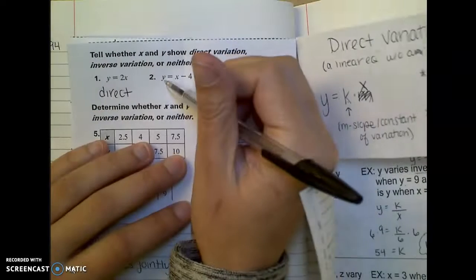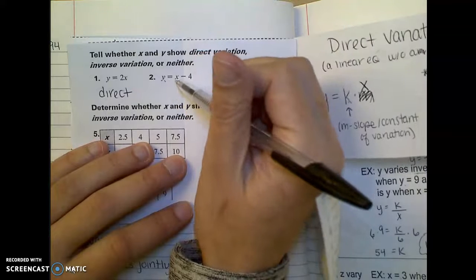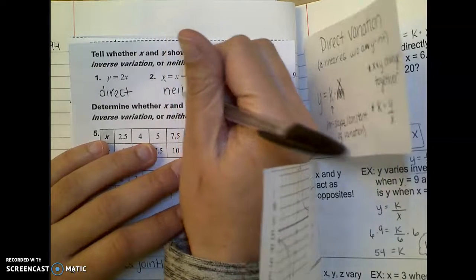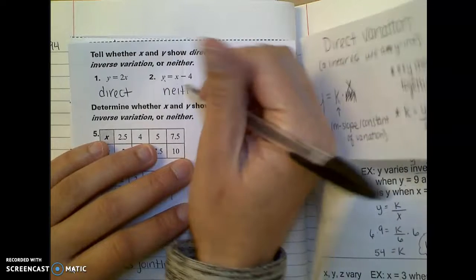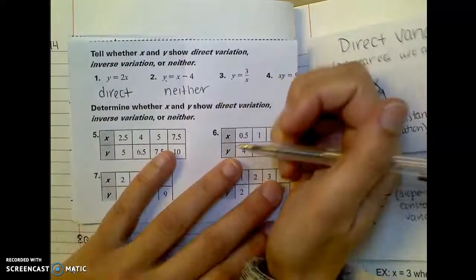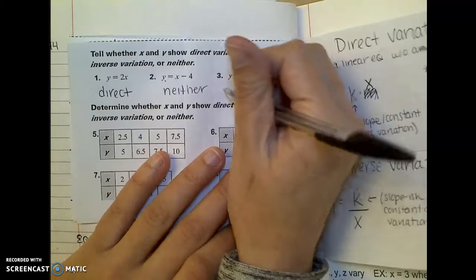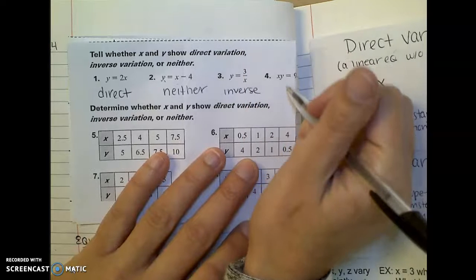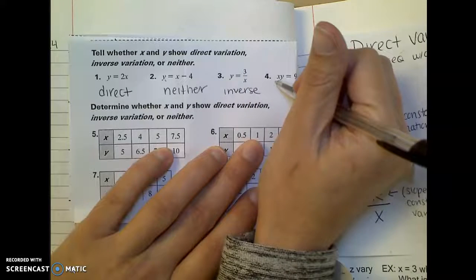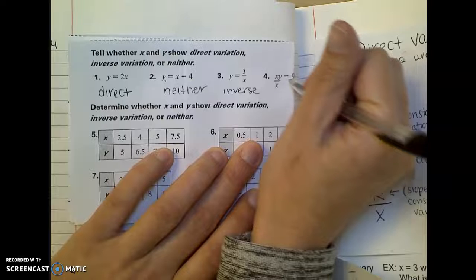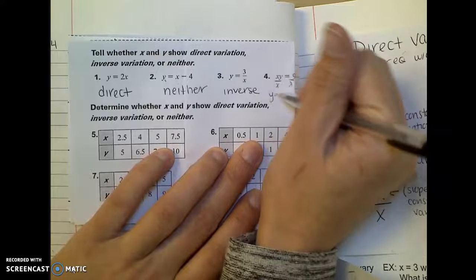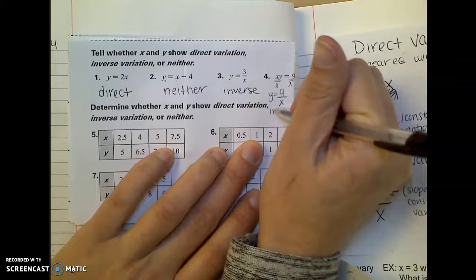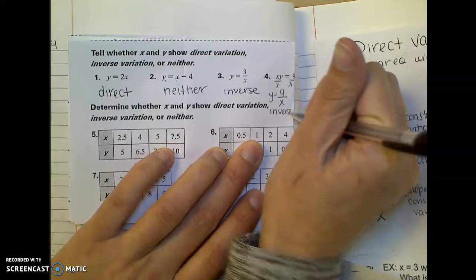Here, y is by itself. X is being multiplied, but there's also a -4, so that's kind of neither, because direct variation can't have a y-intercept, and that one does. Here we're inverse, because x is being divided. And here, y is not alone, so I need to get y alone by dividing x, which then shows me x is being divided, so we're inverse.